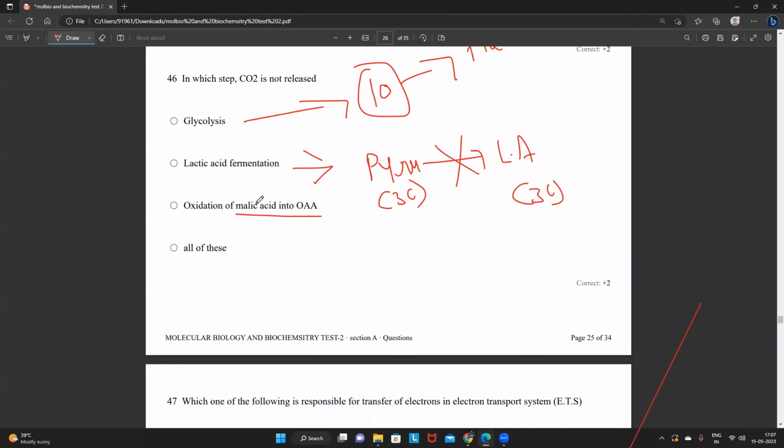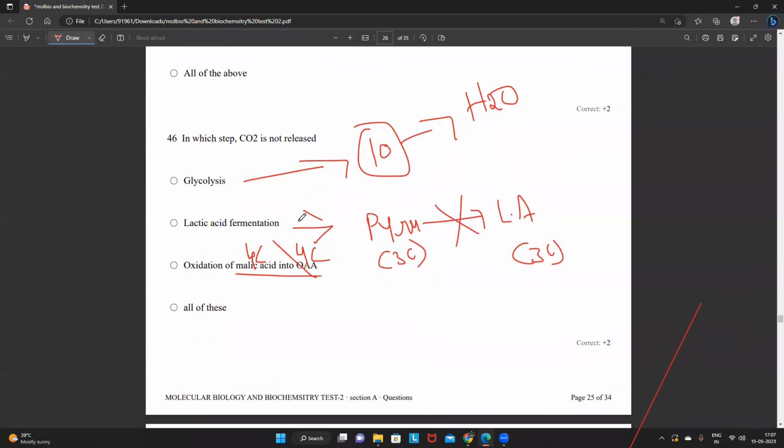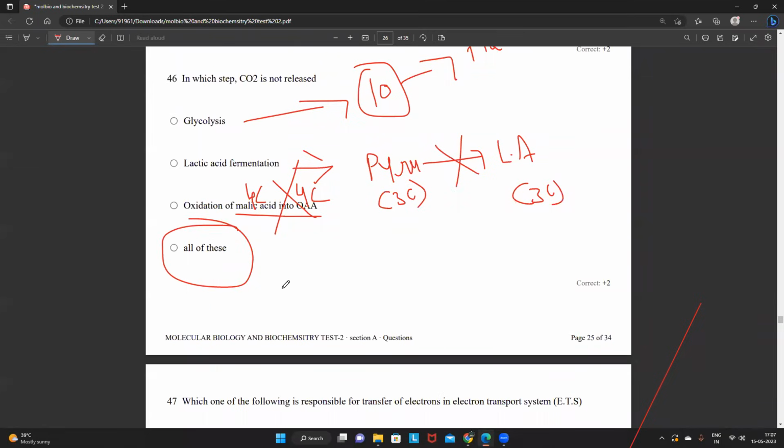Malic acid into oxaloacetic acid. Malic acid is 4 carbon. Oxaloacetic acid is also 4 carbon. So here also carbon dioxide is not released. Hence, what will be the correct answer? All of these. In any of these, there is no release of carbon dioxide.